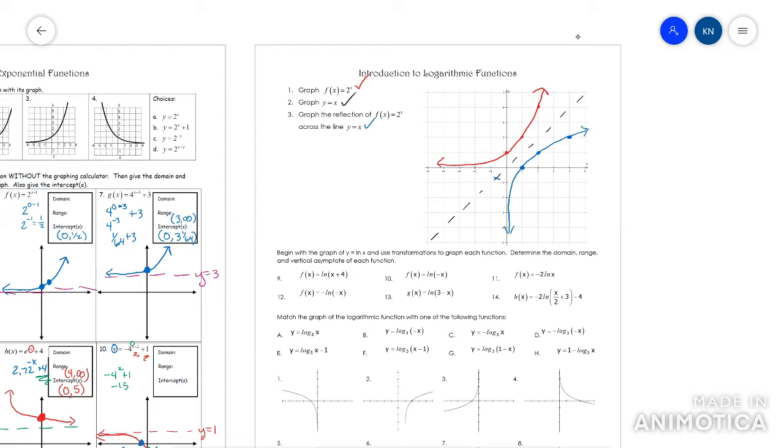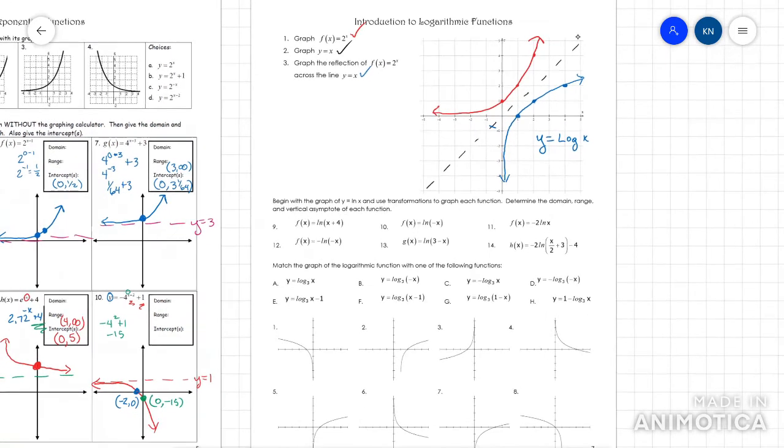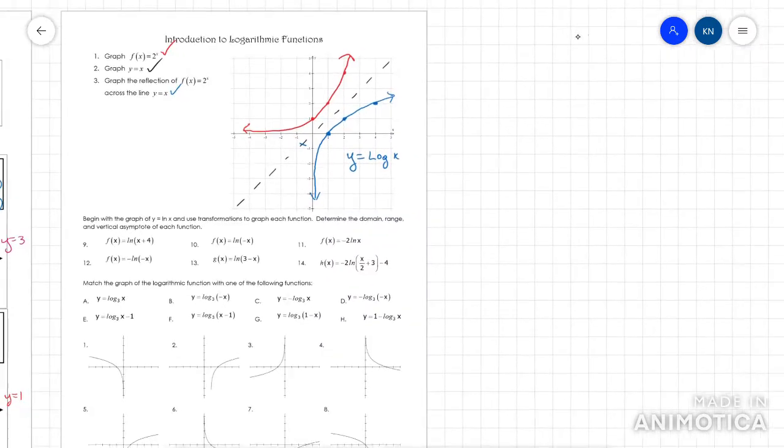All right, sorry about that. That's what it would actually look like. Okay. Now, the reason they wanted you to do that is because the blue line is log. It's the inverse of the exponential. So that's the general shape that these log functions are going to take.